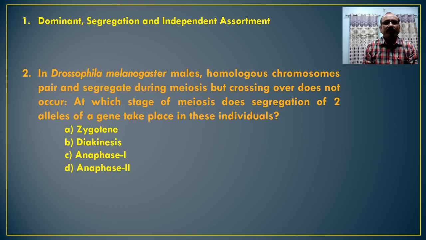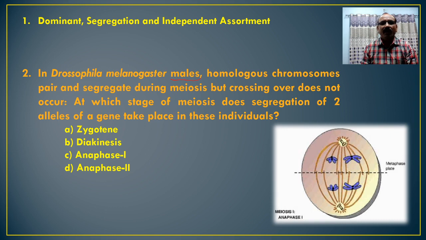Now, whenever we have to see such a problem, first of all we have to understand that the genetics of the male organisms in Drosophila is somewhat different from the rest of the other organisms. Hence, in such cases we must have knowledge about organisms which are genetically different. In this organism, it is experimentally proved that the separation of the alleles is carried out in anaphase 1 of meiosis.